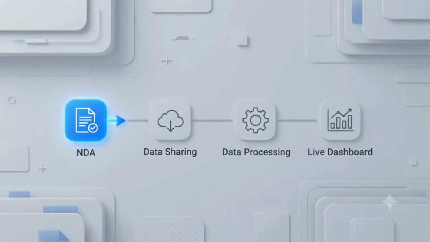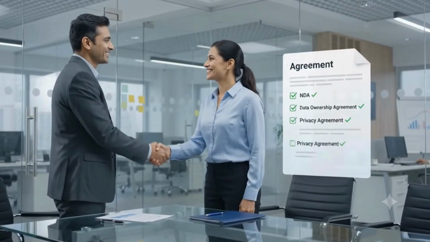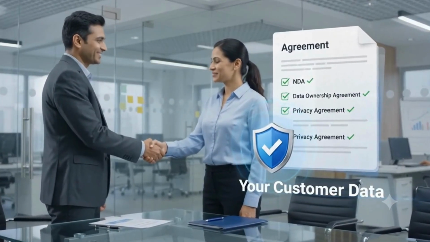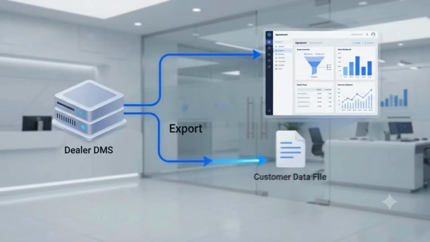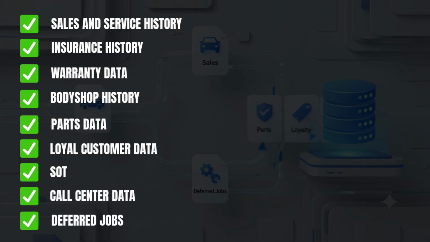So how do you get started? We sign an NDA and a definite agreement for data ownership and privacy. You own your customer data. Your MIS or EDP team simply shares the standard extracts from your DMS. Sales and service history. Our systems are configured to match the database and report structures of all OEMs. Then, insurance history, warranty data, body shop history, and if available, parts data, loyalty, SOT, call center data, and deferred job data. We do the rest.